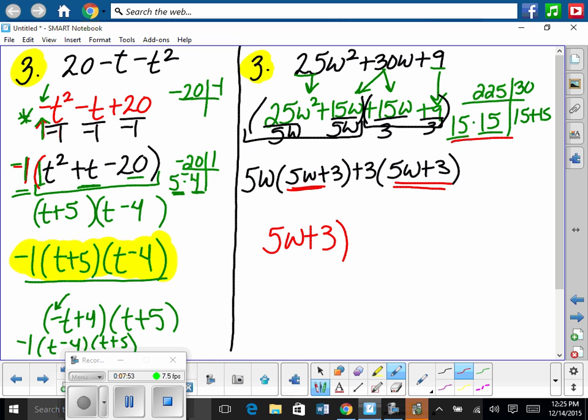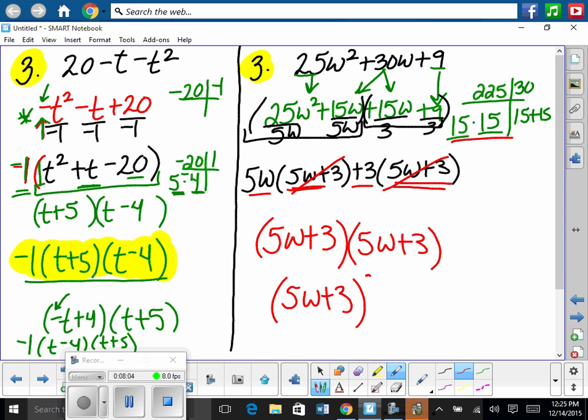Now when we pulled it out, we technically divided it out. So then left was 5w plus 3. And so you could write it like this. I'd accept it, but also I'd accept, even better, is this answer, 5w plus 3 squared.